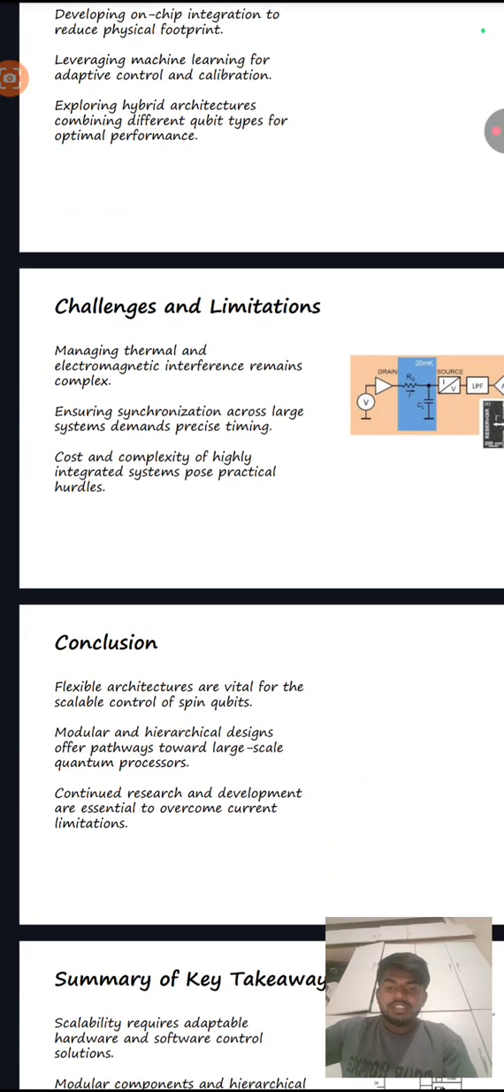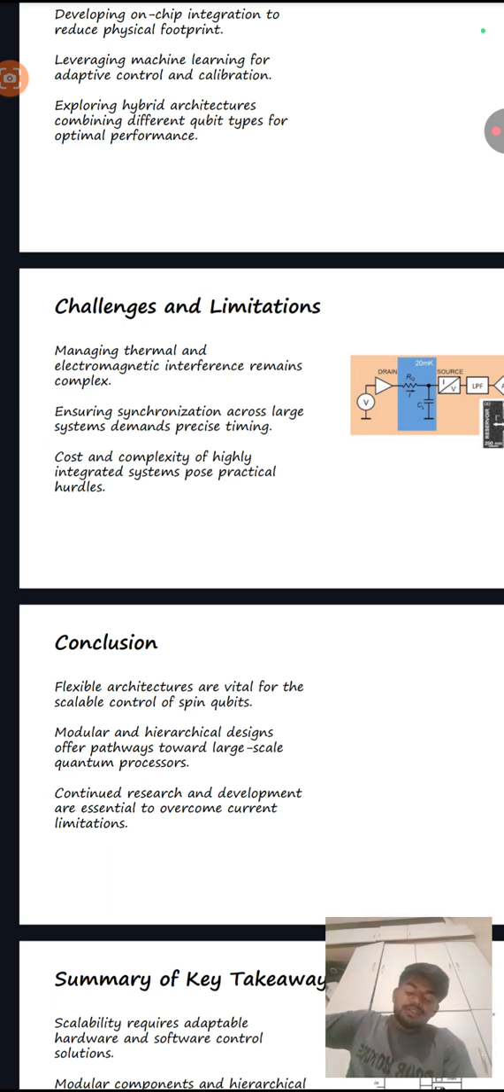Challenges and limitations. Managing thermal and electromagnetic interference remains complex. Ensuring synchronization across large systems demands precise timing. Cost and complexity of highly integrated systems pose practical hurdles.